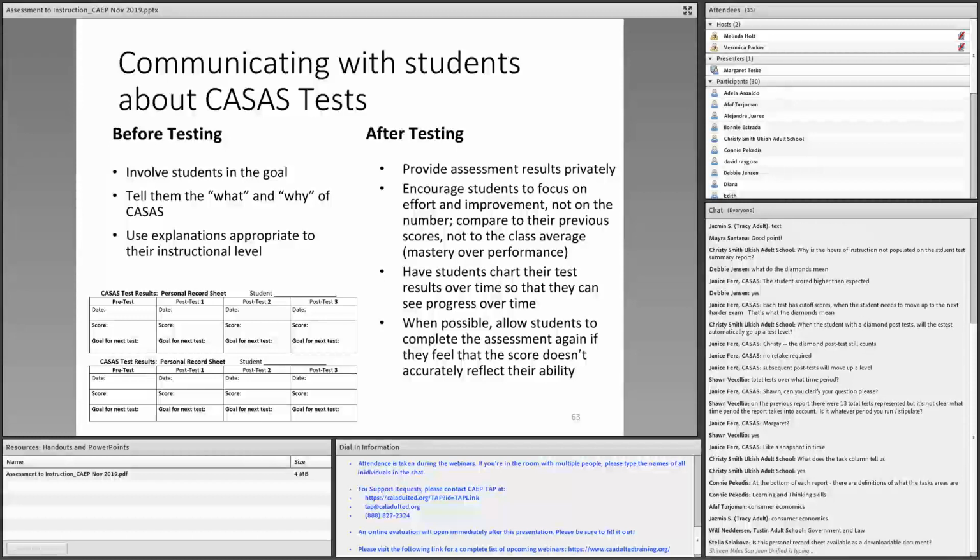Some people are typing questions. Is this, no. No, personal record sheet. No, I don't have that available. But I think it's a great idea. And if you take it from the slide, it's not really that hard to recreate. Thanks, Stella, for the question.